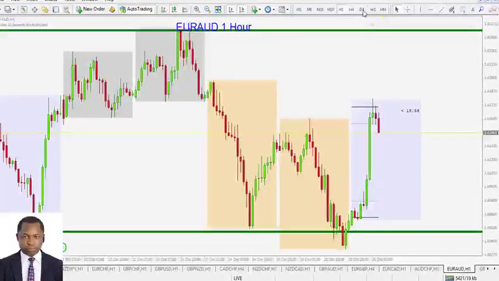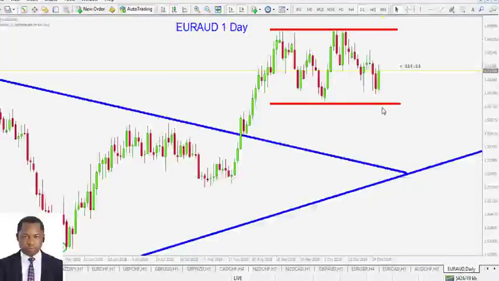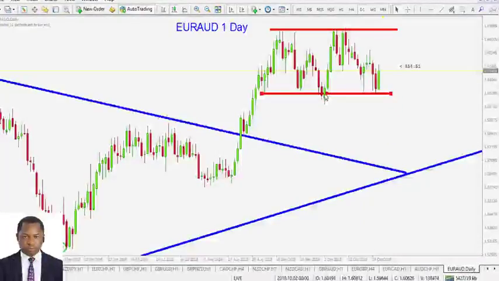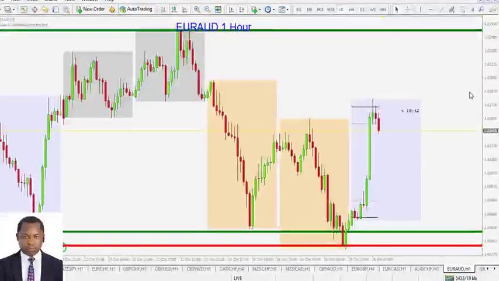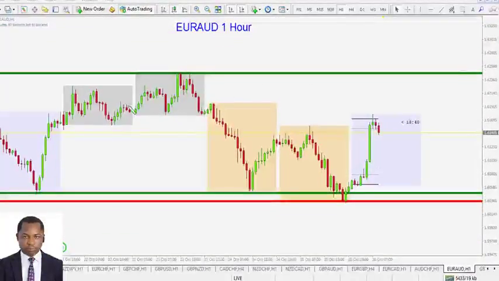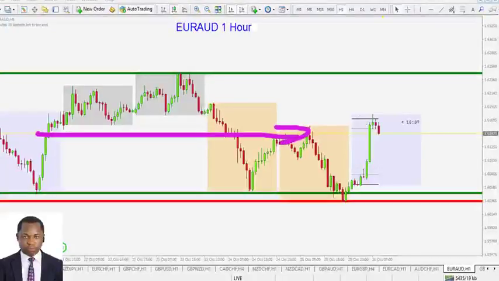Euro against Australian dollar. This is an area, and this pair has been in range as well. Big range. It's ranging.